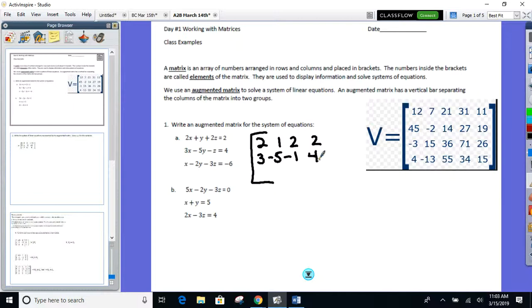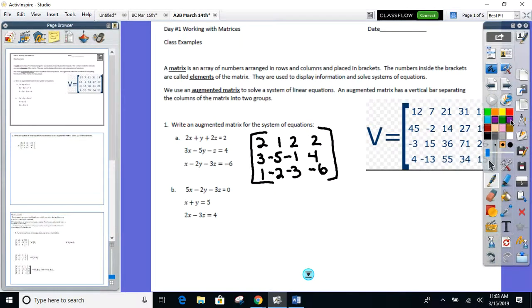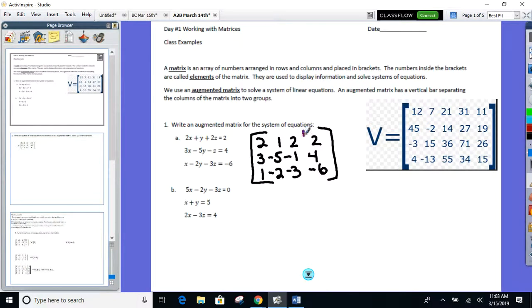And the third row. 1, -2, -3, and -6. The only thing I'm going to ask you to do now is the numbers where it's equal to, you separate that from the rest of the matrix with the vertical line. Welcome to your first matrix. All good?